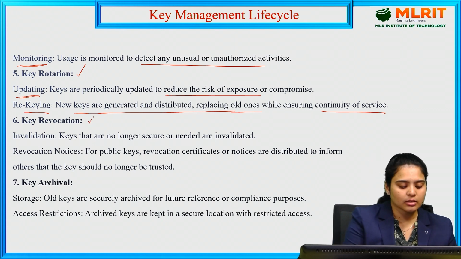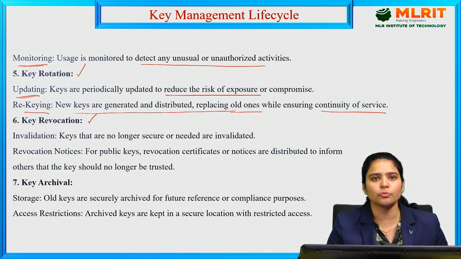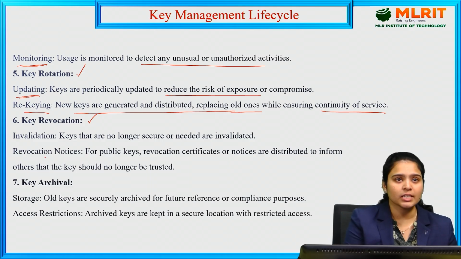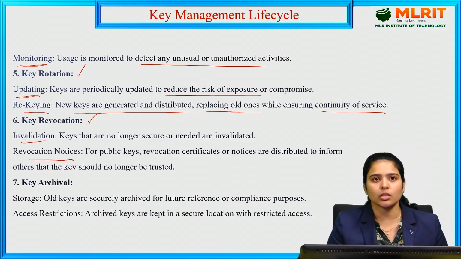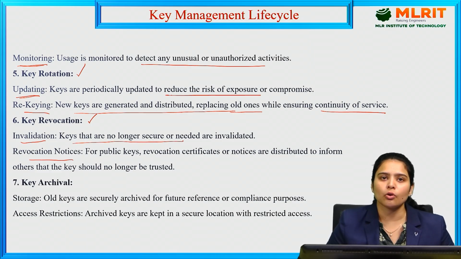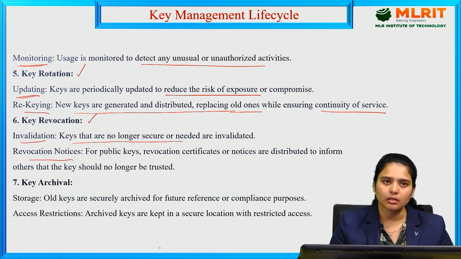The next, sixth type is key revocation. See, key revocation is nothing but keys that are no longer secure or needed being invalidated. That is the basic definition of key revocation. So it is also done in two ways. One is invalidation and also revocation notices. So what are the notices and the invalidation forms? Those are basically keys that are no longer secure or needed. Those are the two processes done in key revocation.